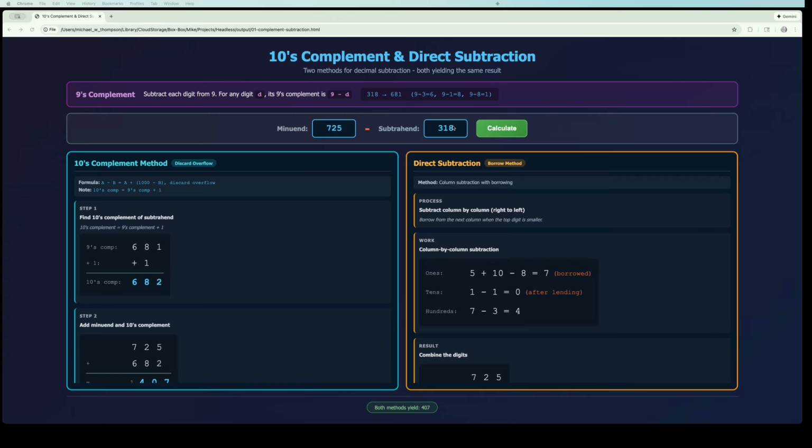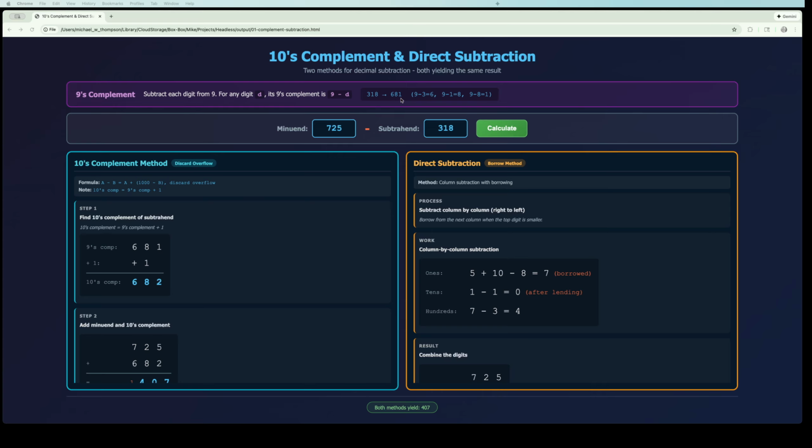And then finally, the 8: 9 minus 8 is 1. So the 9's complement of 318 is 681. From there, you add 1 to get the 10's complement.